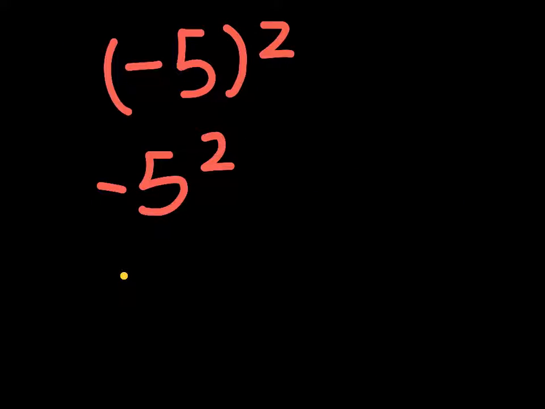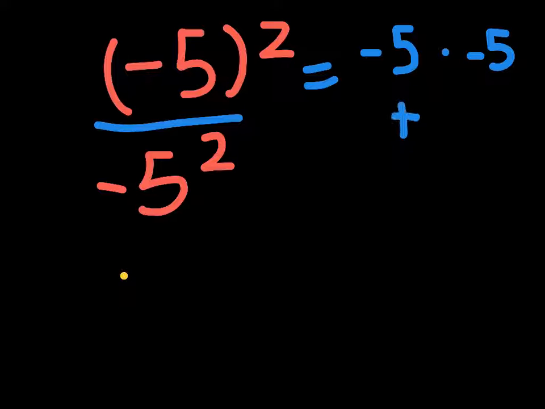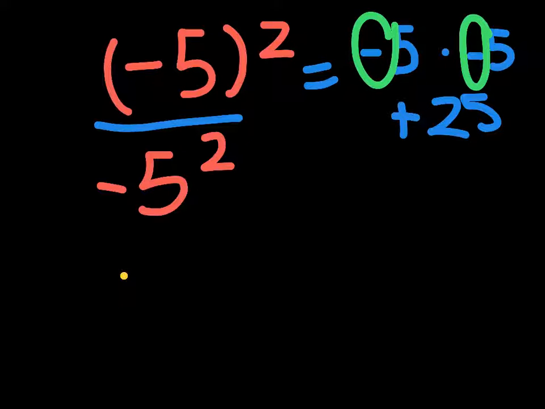It is very common to get these two problems mixed up. They may look a little bit the same, but they are very, very different. Let's take this one, for instance, okay? According to PEMDAS, we would take parentheses first. So the number in parentheses, we would take it out. That'd be negative 5 times itself because it's the second power. And we would get positive 25 because of these signs. They're the same.